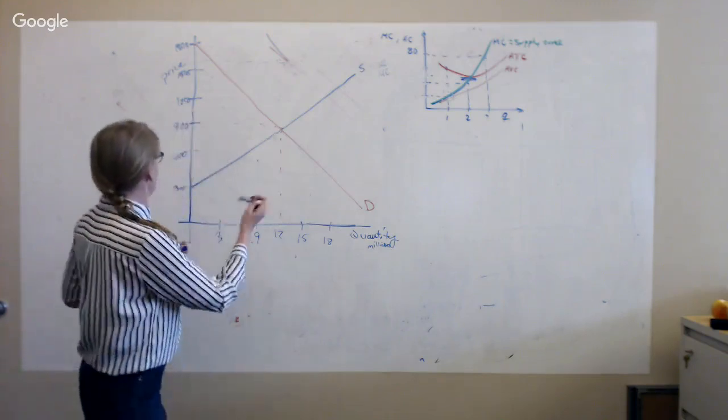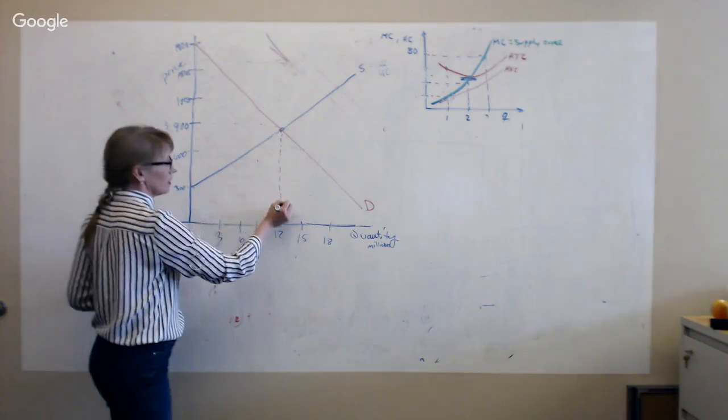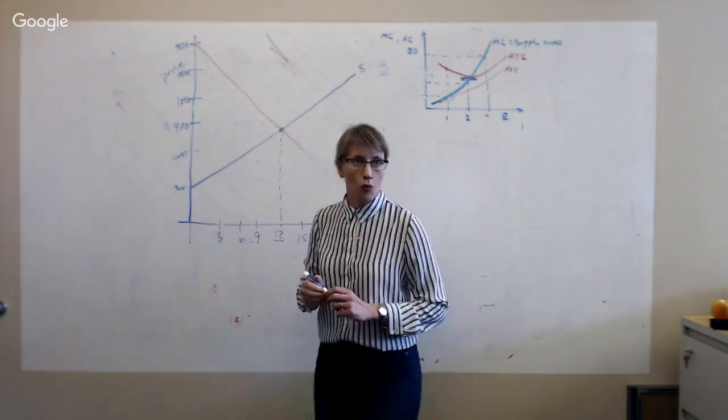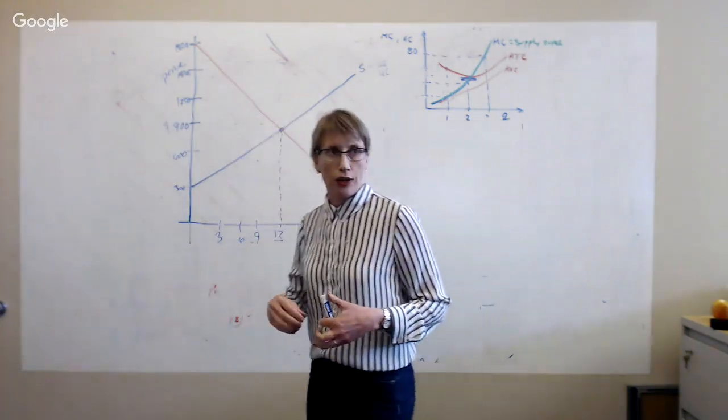So here we have market equilibrium. Our market is clearing at 12 million washing machines at a price of about $900 per machine.